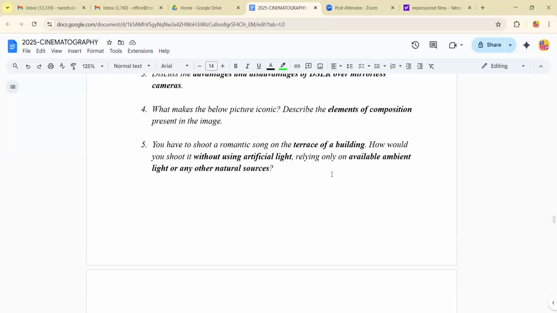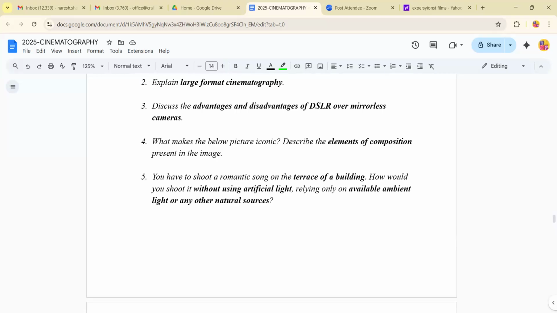So this was the question paper, and we tried to be as close as possible to the questions, but we do not guarantee the exactness of language, etc.